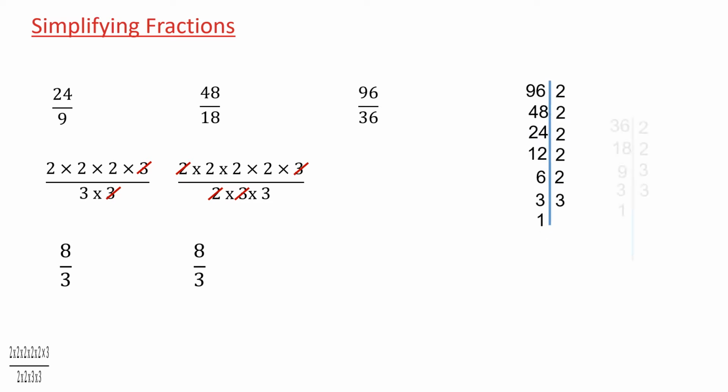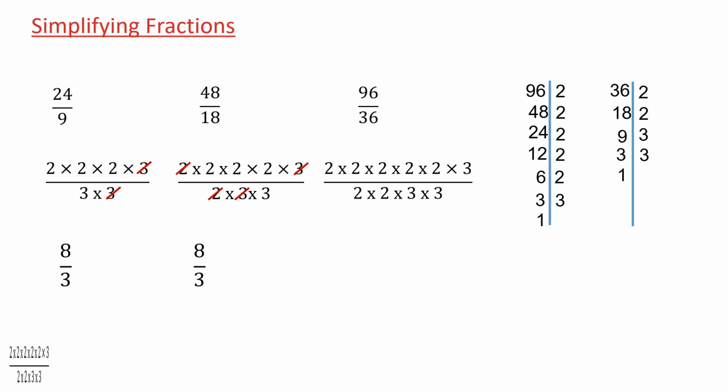Now 96 over 36. 96 and 36 are a bit large numbers, so you can do prime factorization again. Find the prime numbers. After that, you eliminate the common numbers between the numerator and the denominator, and finally you will get this fraction, 8 over 3. So it's obvious that these three fractions are equal. This means that the above fractions are proportional fractions.